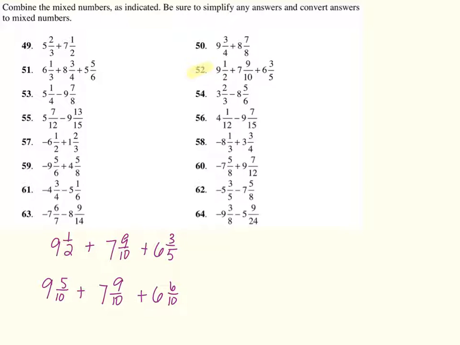Okay, let's add everything. 9 plus 7 plus 6 will be 22. And then all the numerators, 5, 9, and 6 added together, well, that is 20. And then put it over 10. So we can make at least one whole. Actually, 20 divided by 10 is 2. So we're just going to add 2 to the 22 and come up with 24 even. Okay? To make sense of that on paper or to write it out, this is what it would look like.